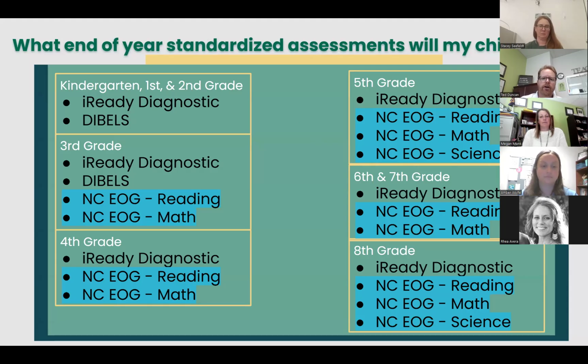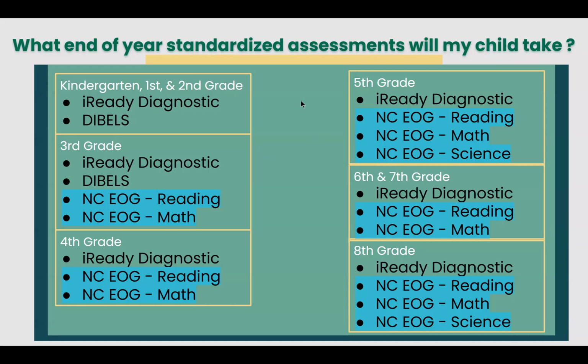So, on this slide, you can see all the different end of year summary assessments that children take at Brevard Academy. You can see that in kindergarten through second grade, they take the iReady diagnostic and then the DIBELS assessment, and both of those help to guide us, as we discussed earlier. They help to guide teachers with where, and what they should spend some more time on. The DIBELS is a literacy assessment.